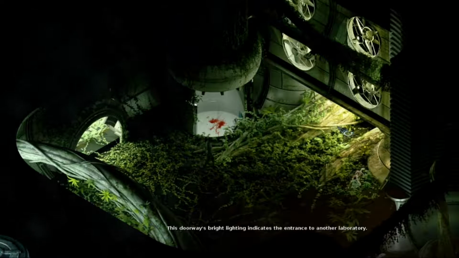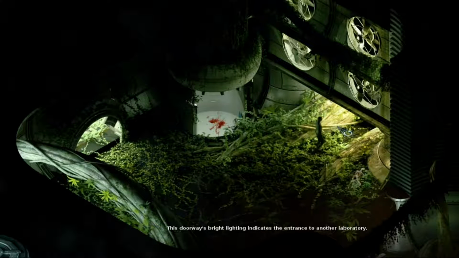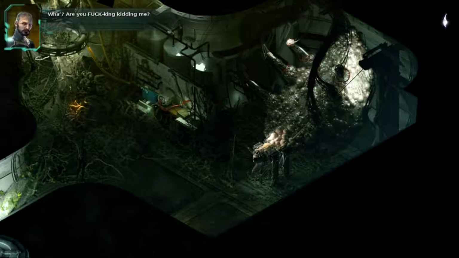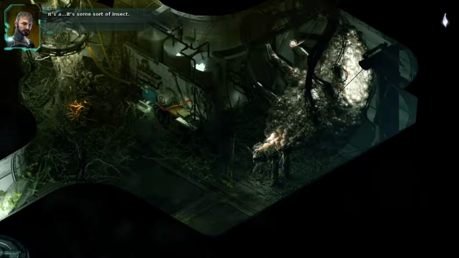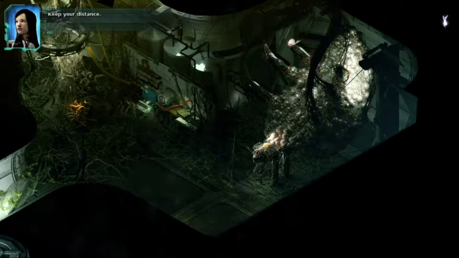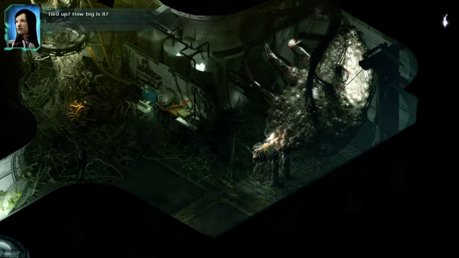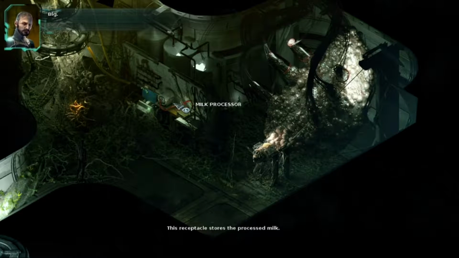There has to be something here, right? Maybe with the table that we find, with the plank. Are you fucking kidding me? What? It's some sort of insect. Keep your distance. It's tied up. Doesn't look like it can get loose. Tied up. How big is it? Big.